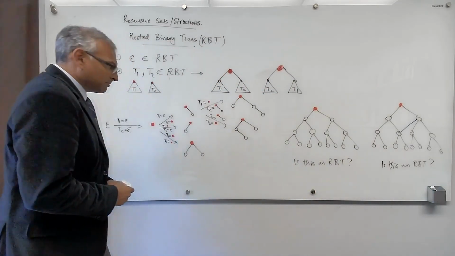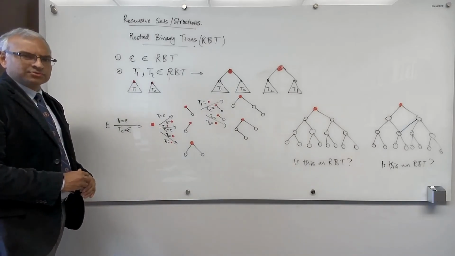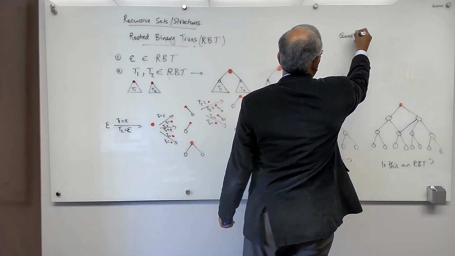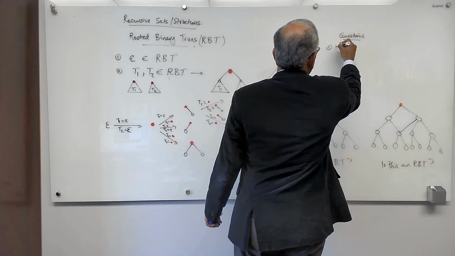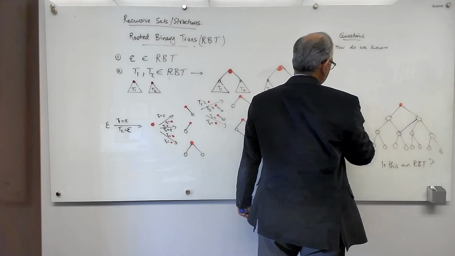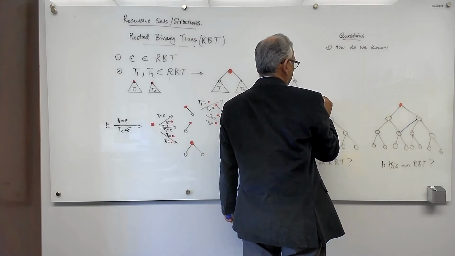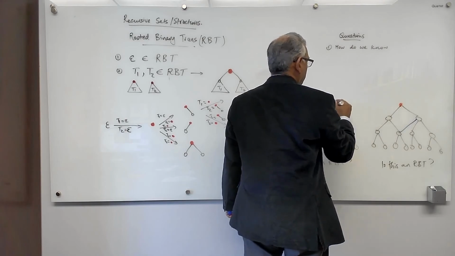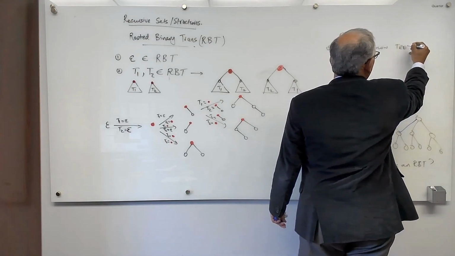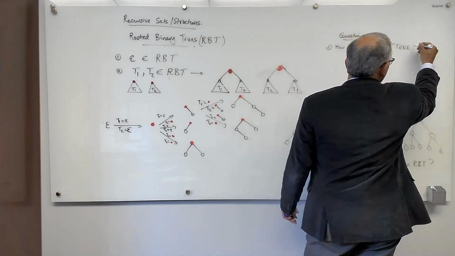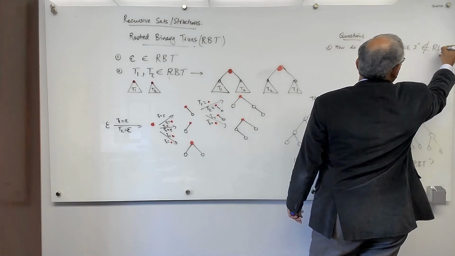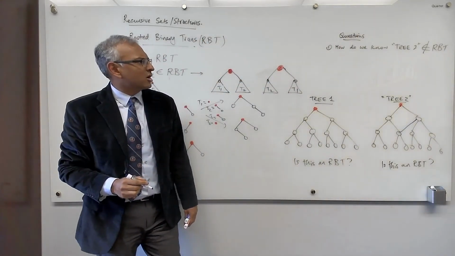So I'm going to end with some questions. They mostly relate to trees. Questions. 1. How do we know that this guy here, let's call this tree 1, let's call this guy tree 2. How do we know that tree, I'll put it in quotes, 2 is not in the set RBT. It's not a rooted binary tree. How do we know that?